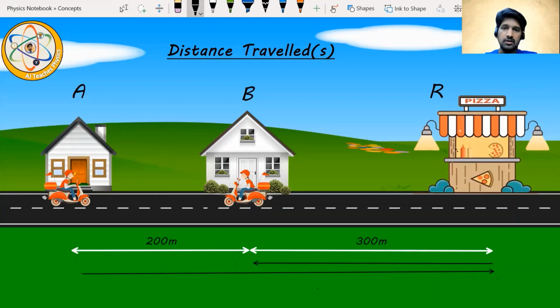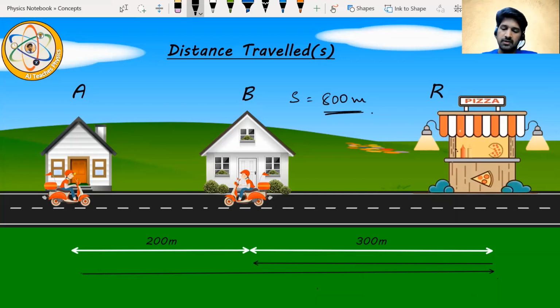Now the distance covered when the delivery boy goes from A to R is 200 plus 300, that is 500 meters. And the additional distance covered when he goes from the restaurant to B is another 300 meters. So the total distance traveled would be 800 meters.